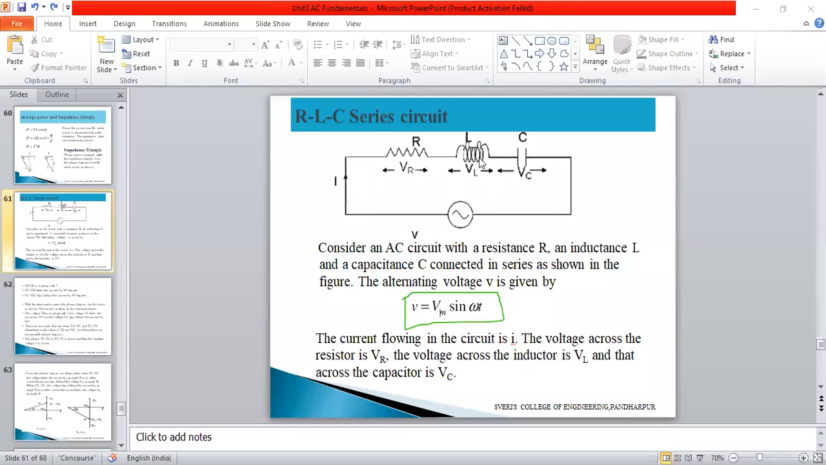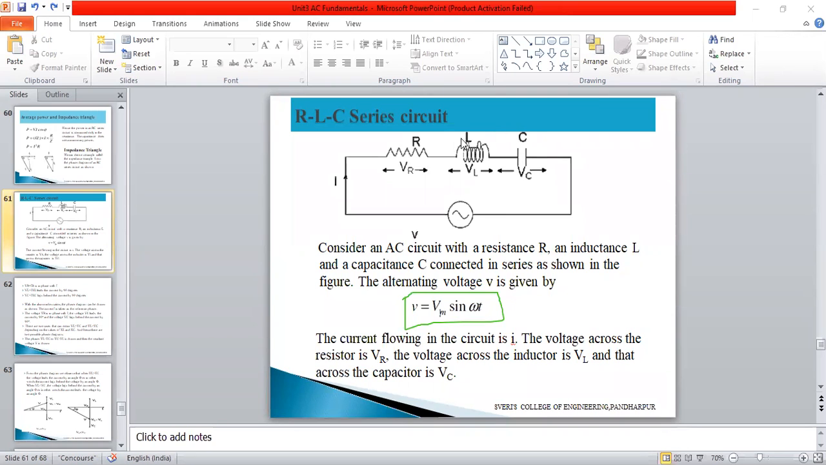Then we will go for the capacitance here now. The voltage drop across capacitance is I XC. We are going to call it VC equal to I XC. So does this VC lag the current or lead the current? VC lags the current by 90 degrees. We can tell that here now.